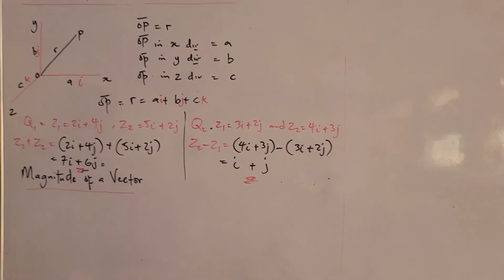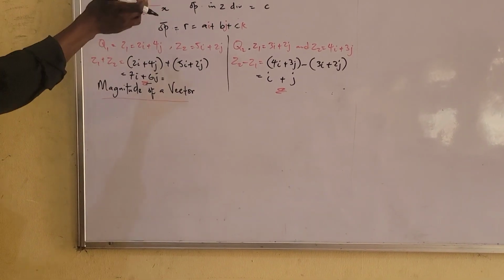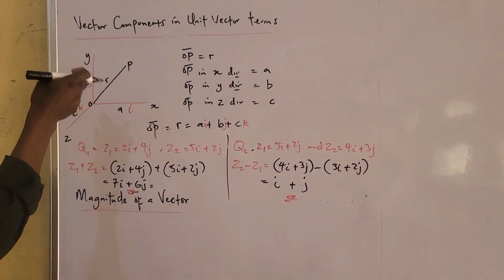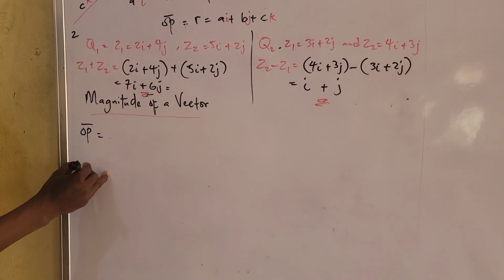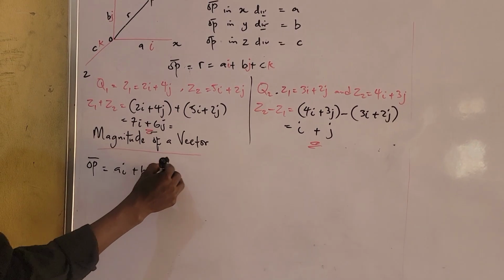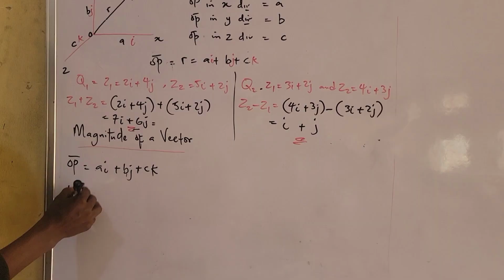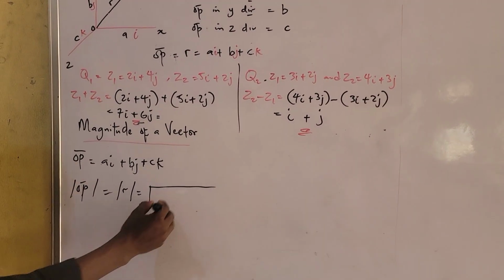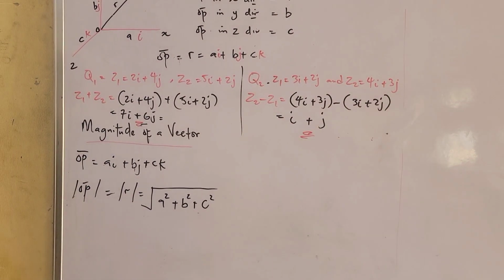So now we are dealing with magnitude of vectors. When we are dealing with the magnitude of a vector, you have a formula for that. Say we have OP with components of i, j, and k, the unit vectors with components a, b, c. If OP is ai plus bj plus ck, which is also our r, the magnitude of OP, which is the magnitude of r, will be the square root of a squared plus b squared plus c squared. So that's the basic formula.